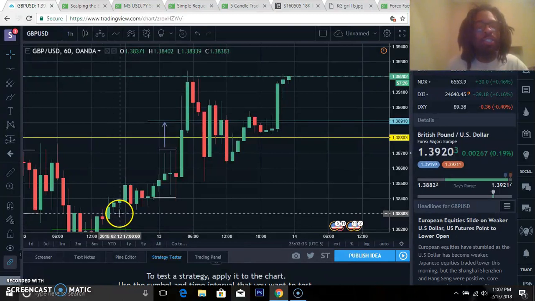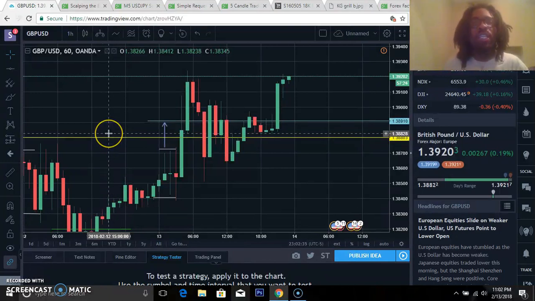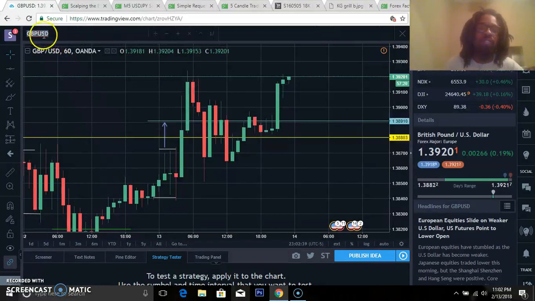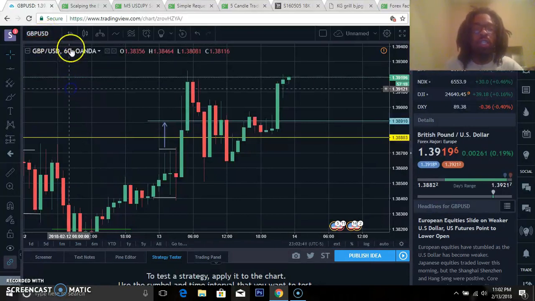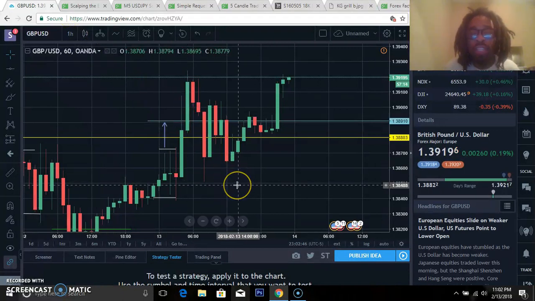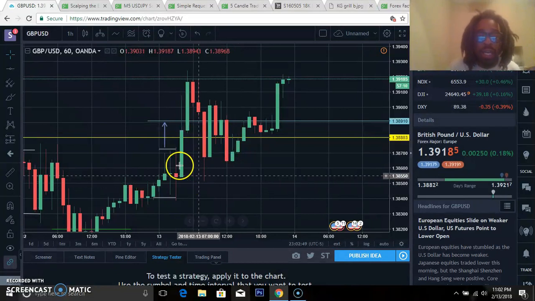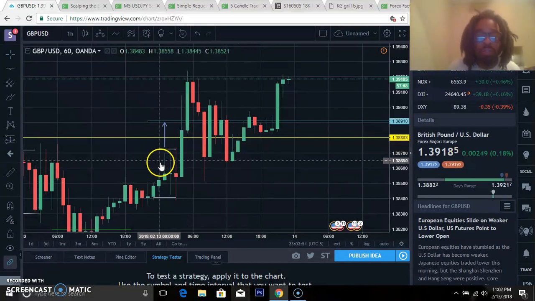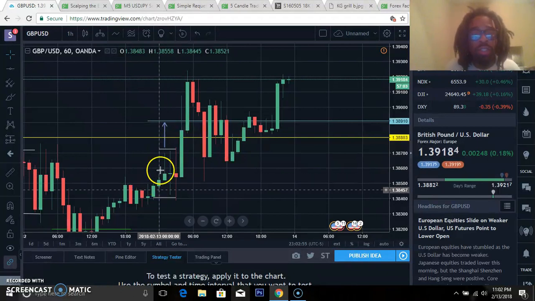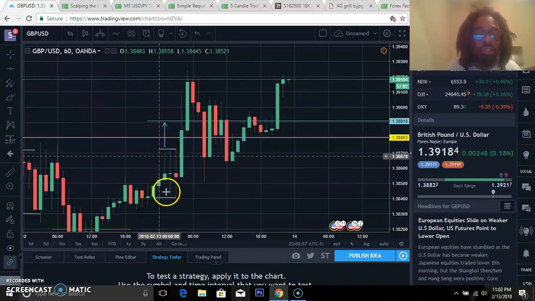So this is the GBP USD London session strategy. As you can see, we're on the GBP USD, on the hour chart. What you do is you go back to every 3 a.m. in the morning, you wake up, and according to the previous three candlesticks, which would take you all the way back to midnight, you set your high and you set your low.